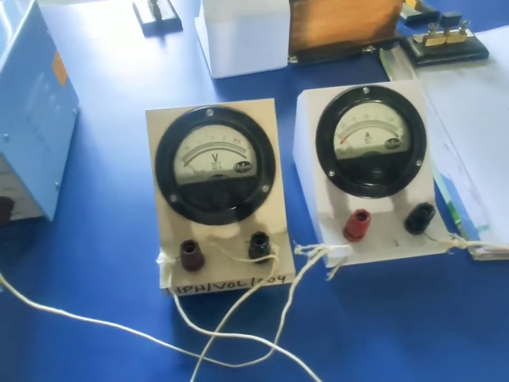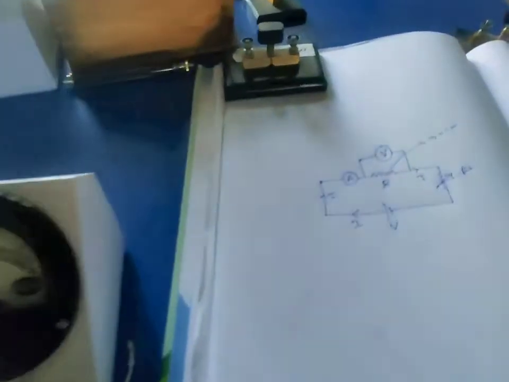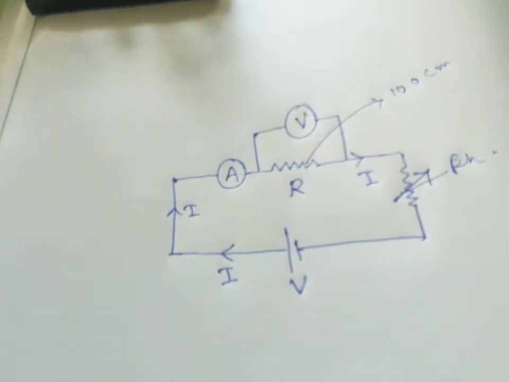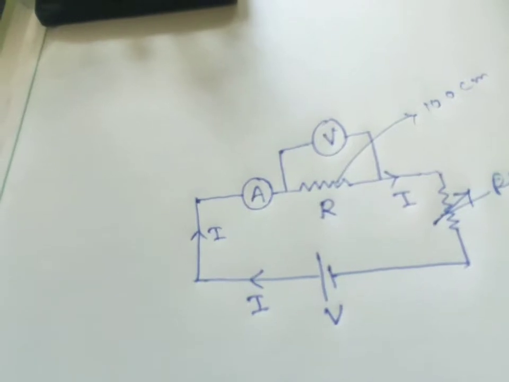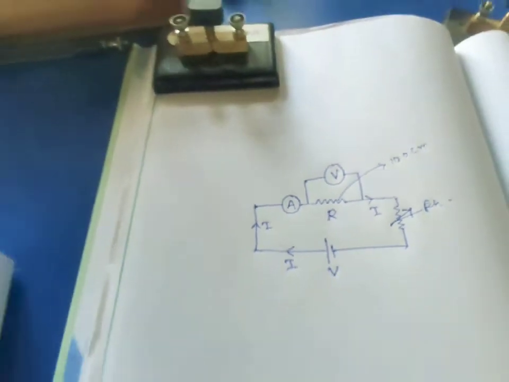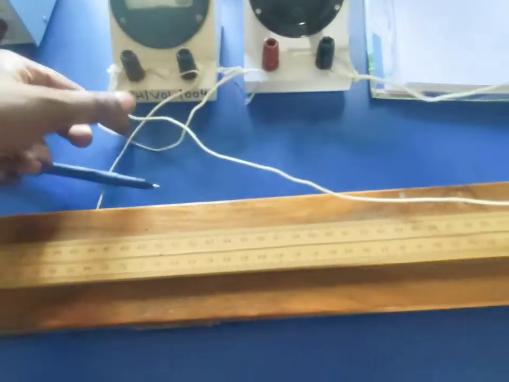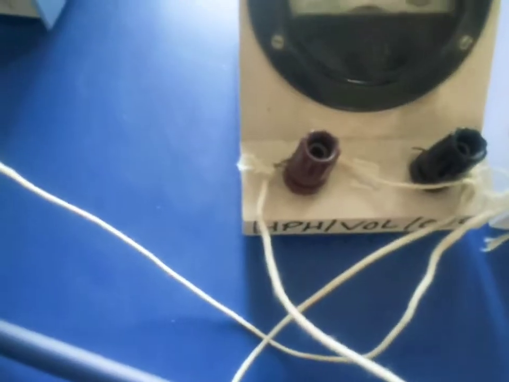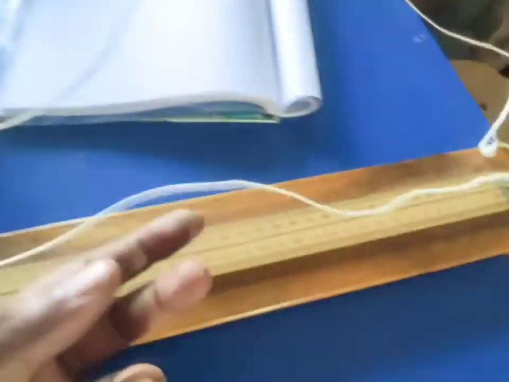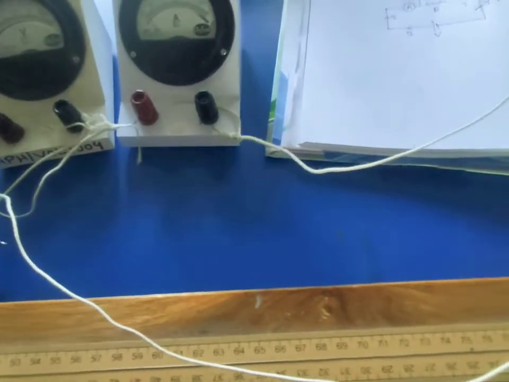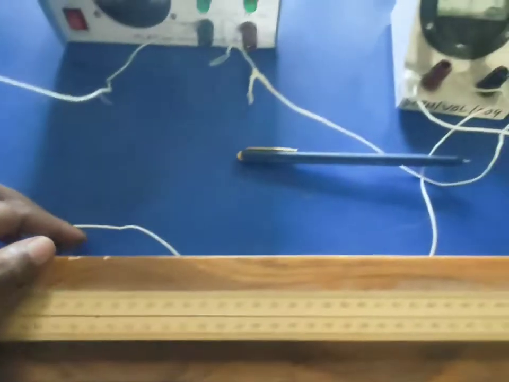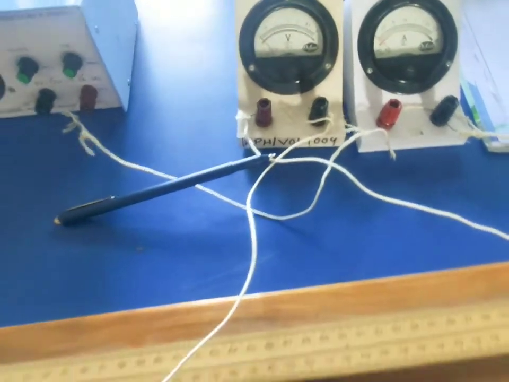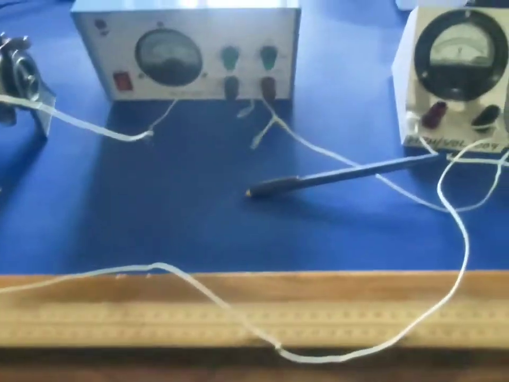The voltmeter is to measure the voltage across the resistance. We have to always connect the voltmeter in parallel with the resistance, across the two ends of the resistance. The positive end of the voltmeter, the red one, is connected to the positive end of the resistance, and the negative end of the voltmeter is connected to the negative end.